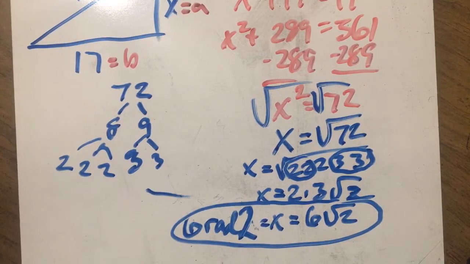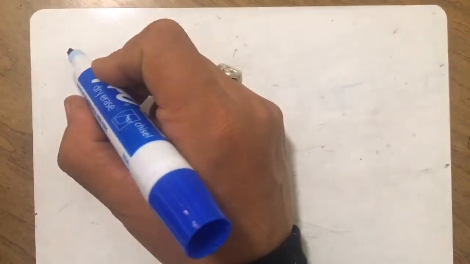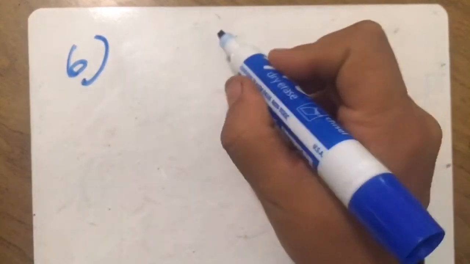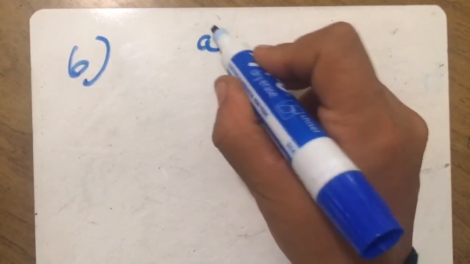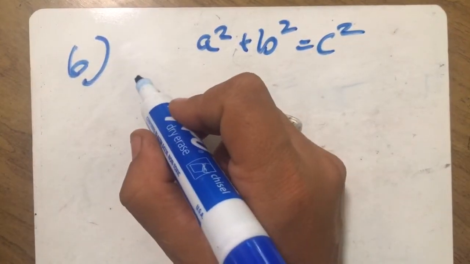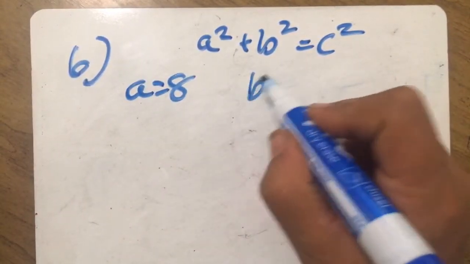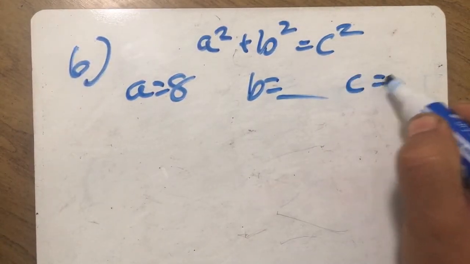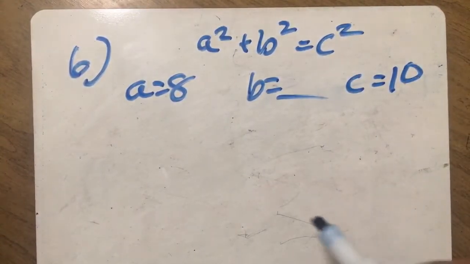We're going to do a number 6 on the next section. So again, as we get into number 6, please make sure you understand. Okay, number 6, again, going back to the basics. A squared plus b squared equals c squared. Now they tell you that a equals 8, b we don't know, and c equals 10.